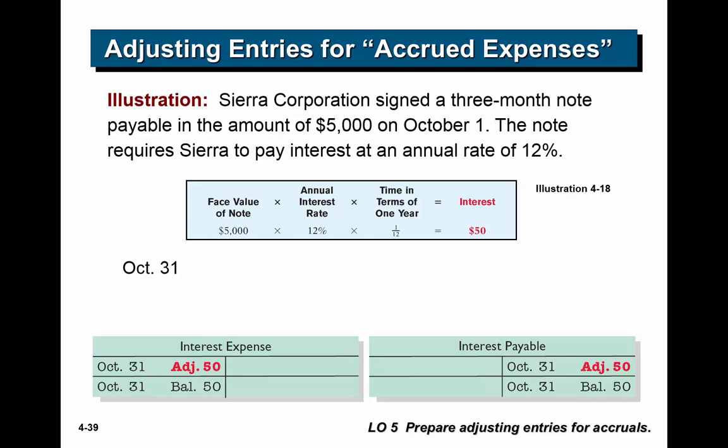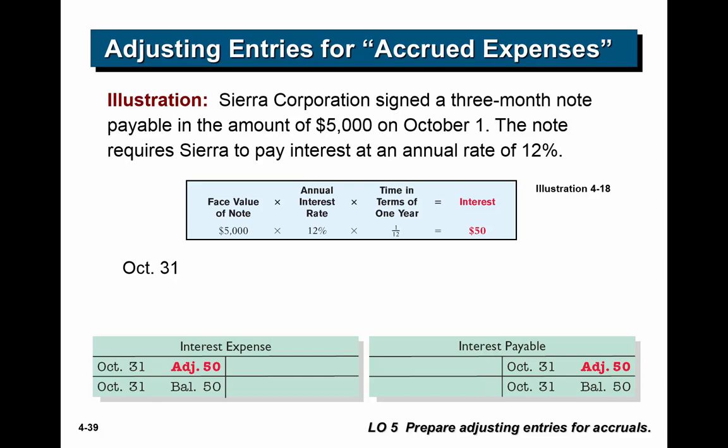So if we took the face value times the interest rate, that would tell us how much interest we would incur for a year. We need to figure out how much interest we'll incur for a month, so we're going to take 1/12 of the amount for a year. If we were figuring out 3 months, a quarter's worth, we would do 3/12. Okay? So interest in this case is $50.